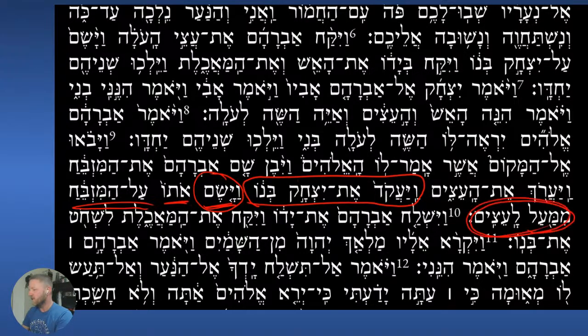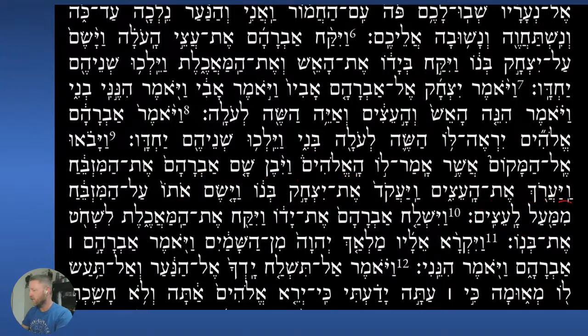Mima'al laitzim. From above the wood. Okay, the from is a funky thing in Hebrew that you just have to get used to. It says from, but it doesn't really mean from. Okay, mima'al le means above. Vayasem oto al hamizbeach mima'al la'itzim. He laid him on the altar above the wood.